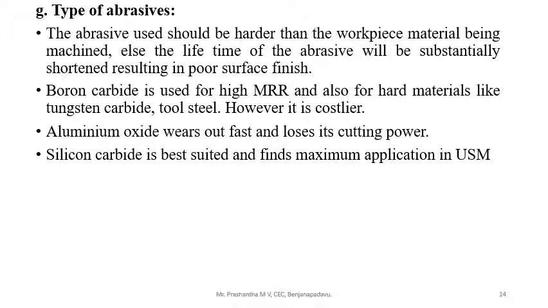The next one is silicon carbide. Silicon carbide is best suited and finds maximum applications in ultrasonic machining. Compared to boron carbide and aluminum oxide, silicon carbide is the most commonly used abrasive grain in ultrasonic machining. Note that the cutting rate increases when coarse grains are used, and material removal rate decreases when fine abrasive grains are utilized.